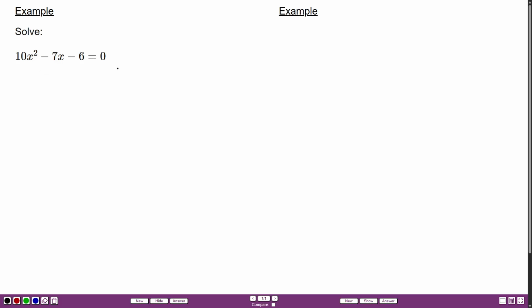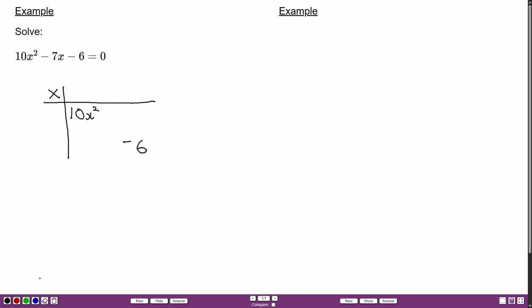Okay, let's have a go at solving this quadratic equation. And notice the number in front of the x squared, or the coefficient, is not 1, so it's not an easy one to factorise. So I'm going to set out a grid method to help me do this. And I know that when I'm using the grid method to factorise, my 10x squared will go in the top left, and my negative 6 will go down here.